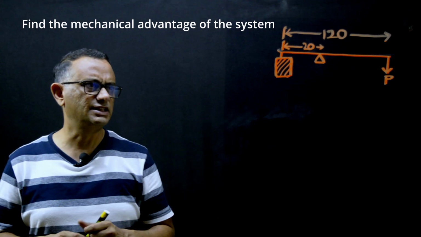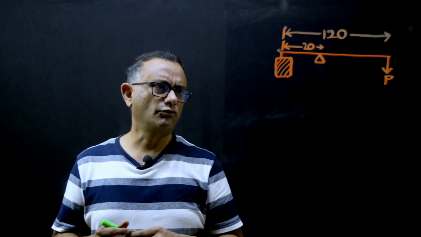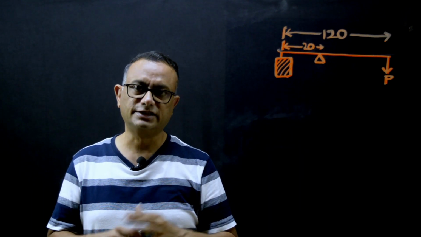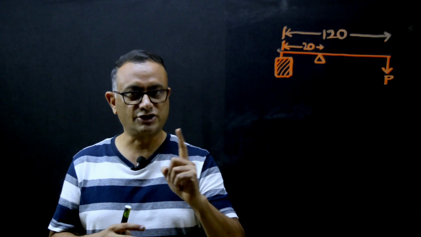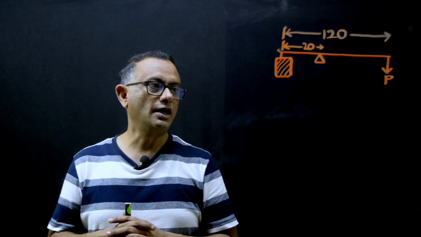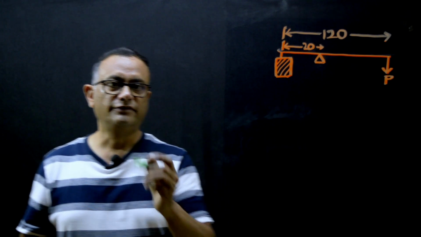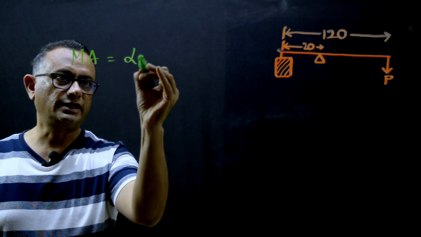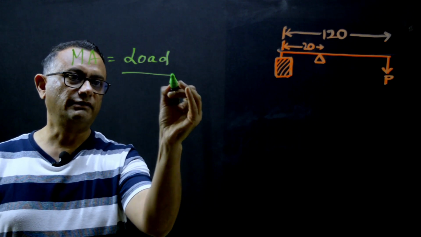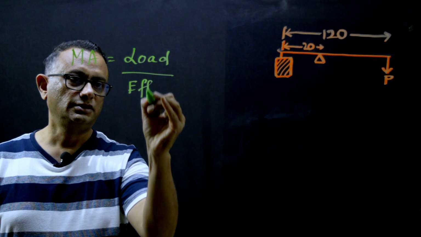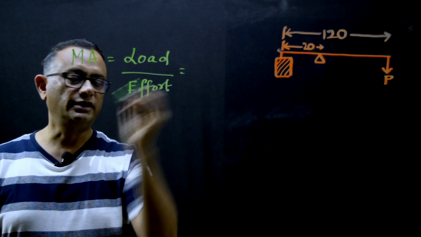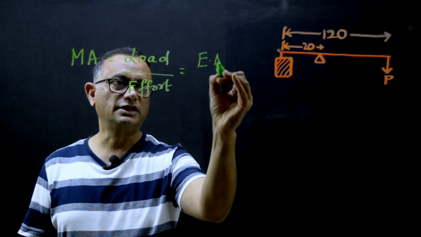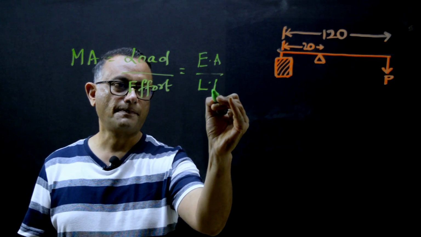If you investigate this, the load is on one side, the fulcrum is in between, and the effort is applied on the other side. So this is an example of the class 1 lever, right? So what is mechanical advantage? We know that mechanical advantage is nothing but the load divided by the effort, okay? And from the derivation that we did, this is equal to the effort arm divided by the load arm, okay?